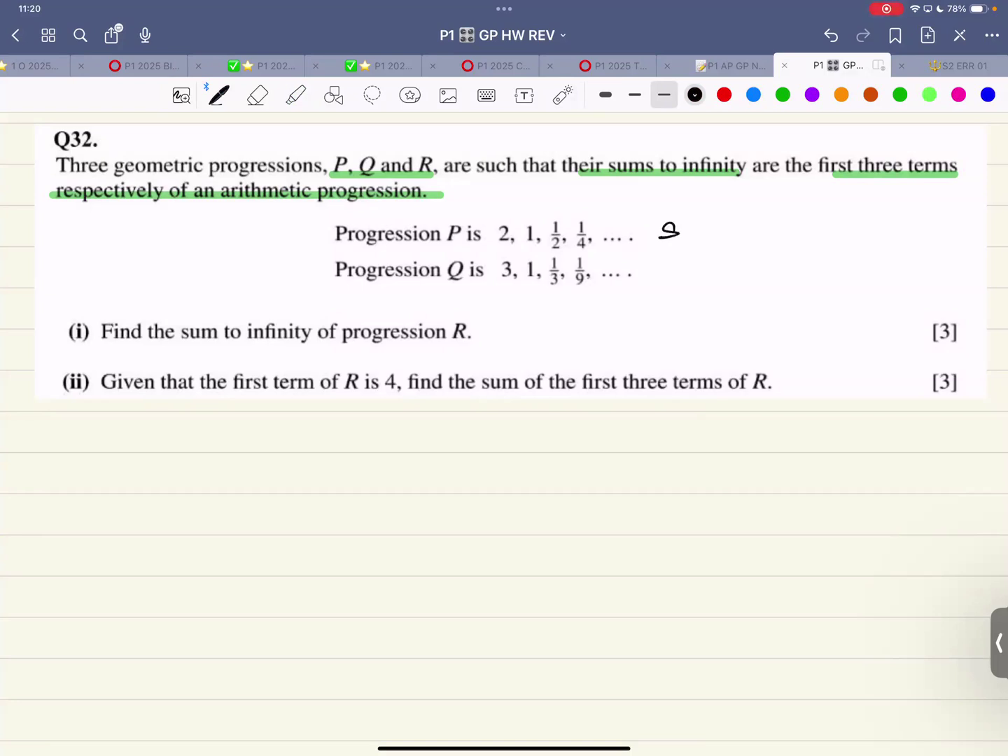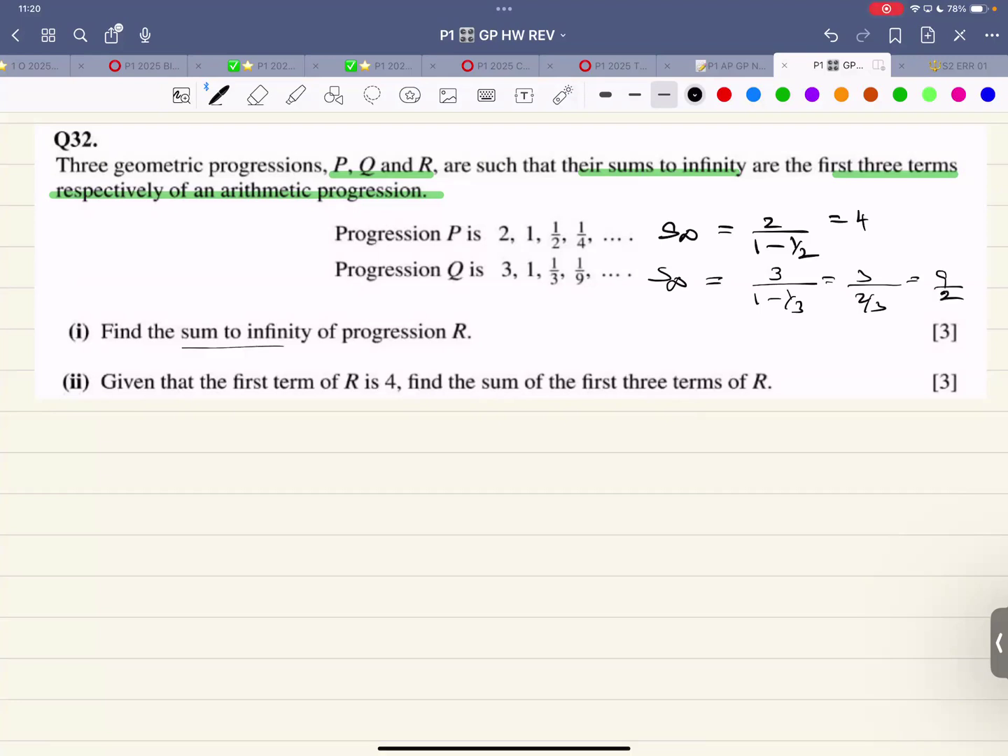So therefore, sum to infinity is A over 1 minus R. What is R? Half. This is exactly the same sum to infinity that I used in yesterday's example. So this comes out to be 4. Sum to infinity of Q, therefore, is A over 1 minus 1/3, that is 3 over 2/3. So therefore this is 3 into 3, 9 over 2, 4.5.